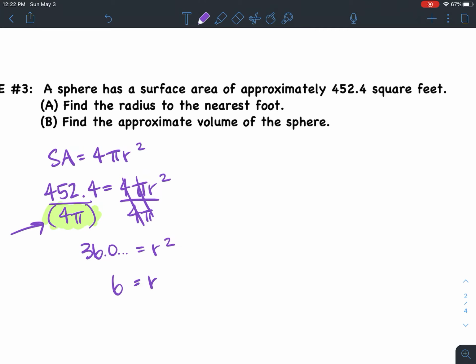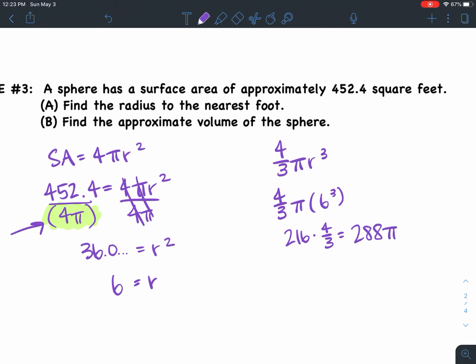So I think it's safe to say that our radius is about 6. And now we're going to plug it into our volume. 4/3 pi r cubed. So 4/3 times pi times 6 cubed. If I do 6 cubed, that's 216. And 216 times 4/3 is 288 pi feet cubed, since we're finding volume.